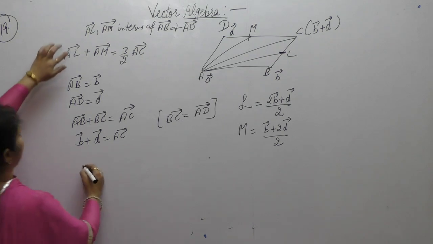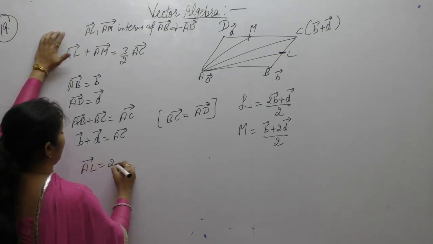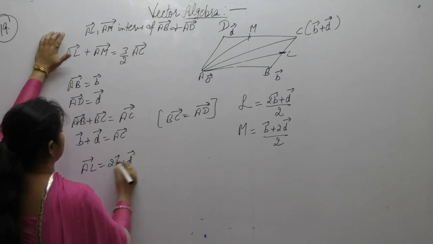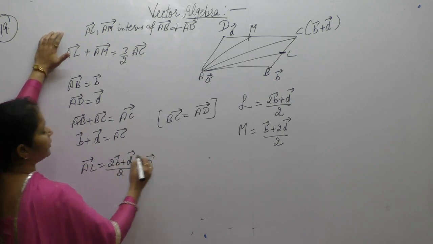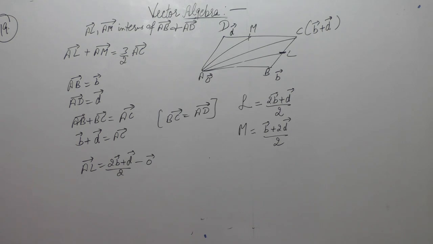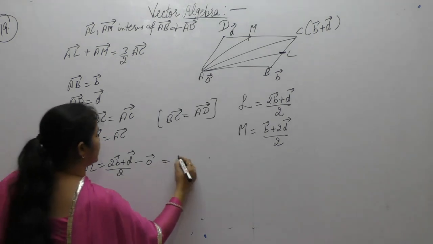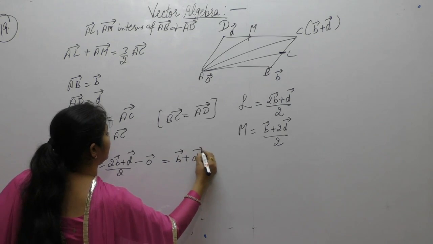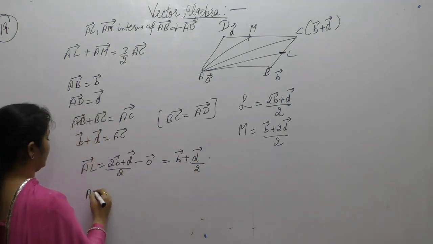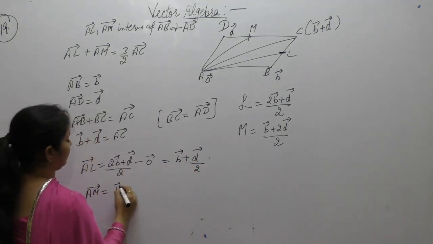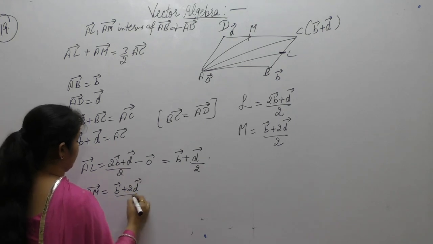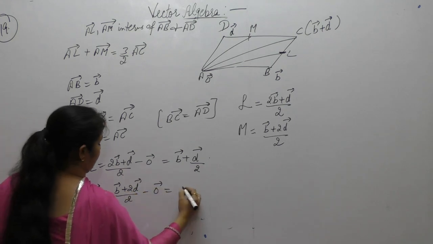Now, AL vector is the position vector of L minus the position vector of A. A is the 0 vector, so this is equal to (2B vector plus D vector) by 2. AM is the position vector of M minus the position vector of A.